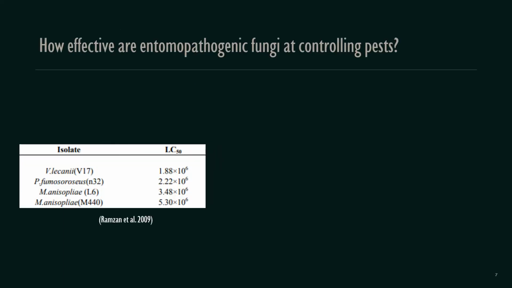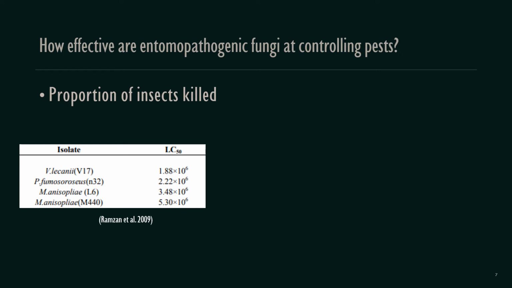How effective are entomopathogenic fungi at controlling pests? When developing a pesticide, efficacy is important. The pesticide should work to kill bugs quickly and at a reasonable concentration. In a study performed by Rosman et al., 4 different species of entomopathogenic fungi, V. leishmanii, P. fumarosus, M. anoplosi, and M. anoplosi, were tested on cabbage aphids.